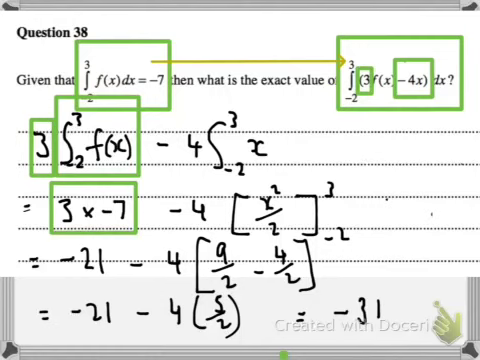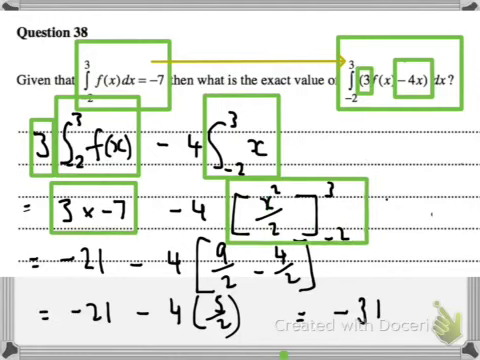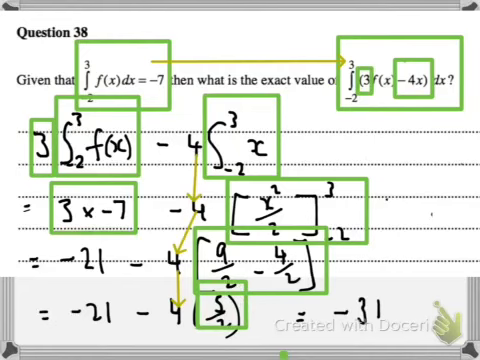Now what I've done over here with the integral of x from 3 to -2, I've worked it out. You can see the integral of x is x squared on 2, with terminals 3 and -2. The -4 is just hung out the front, it just stays out the front while I work out the integral of x from 3 to -2. The integral is 5 on 2 down here. So -4 times 5 on 2 is -10. -21 take 10 is -31. So that's how I get the answer.